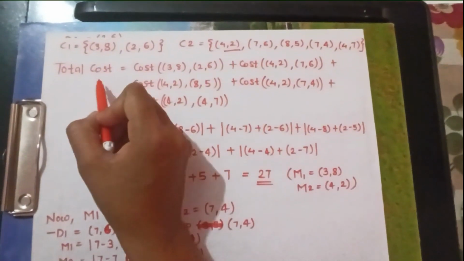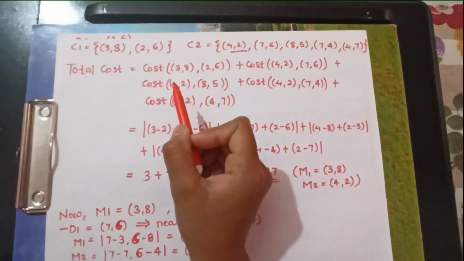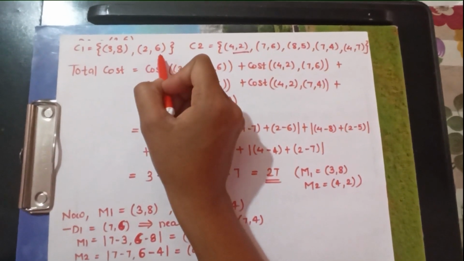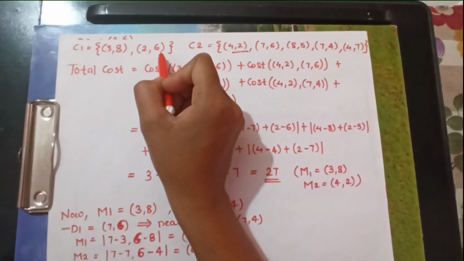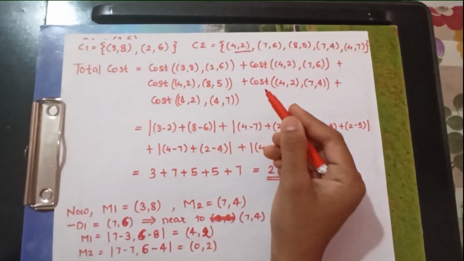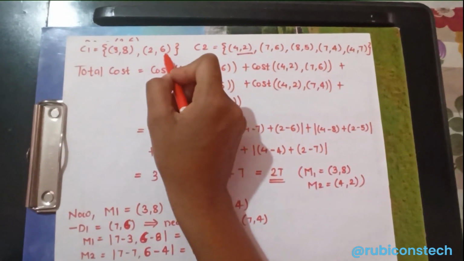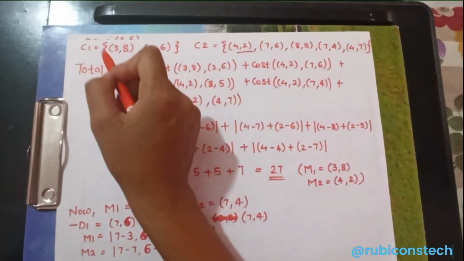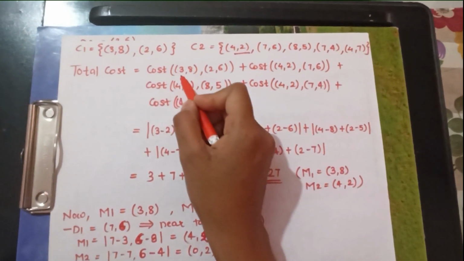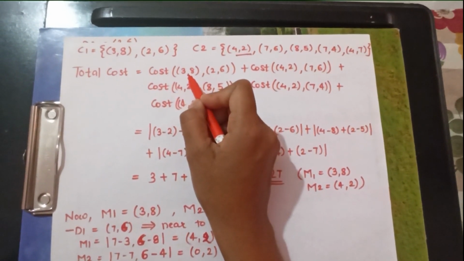So to calculate the total distance, we take the sum of distances of non-selected points from the selected point, that is the medoid. We are calculating the distance between the non-selected point and the selected point. So here your non-selected point is 2, 6, and your selected point, that is your medoid, is 3, 8. So this is how you calculate the cost of the selected point, that is the medoid.